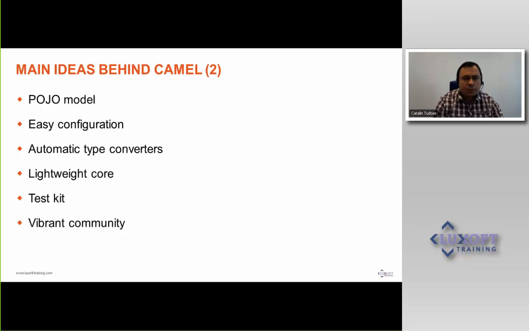Also, it relies on the POJO or on the bean model. You know what beans are in Java. They are classes that can be reused, and we will also show how we can use these POJOs for our integration. It is also easily configurable. It has some automatic type converters, meaning that you can convert from one format to another automatically, or if some format doesn't have a type converter that is already defined, you can define your own type converter. It has a lightweight core, meaning that if you download it, the latest version will be less than 2 megabytes in order to be installed.